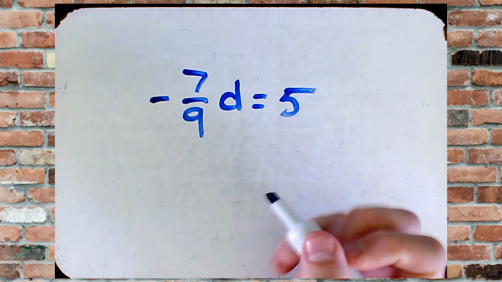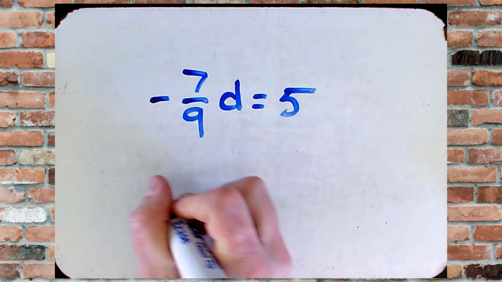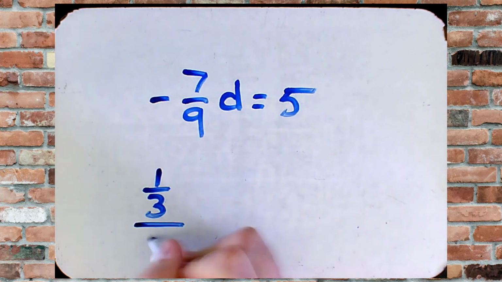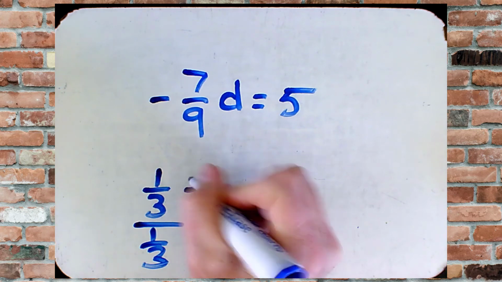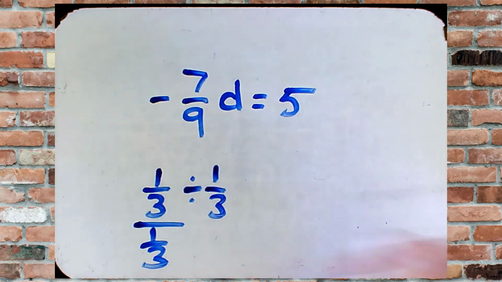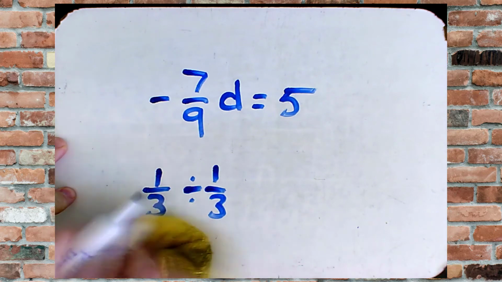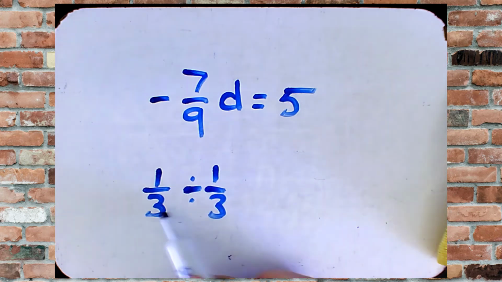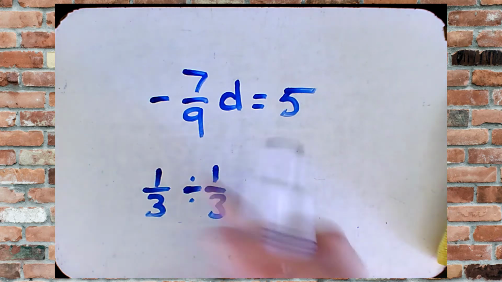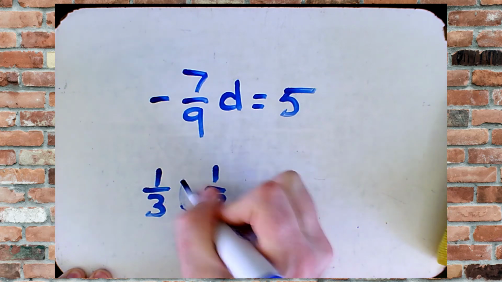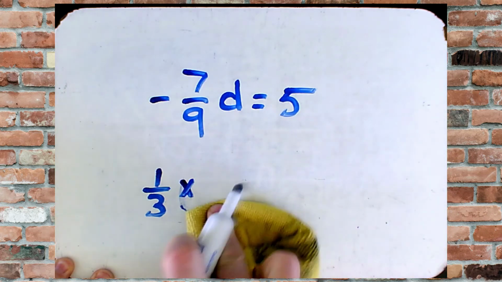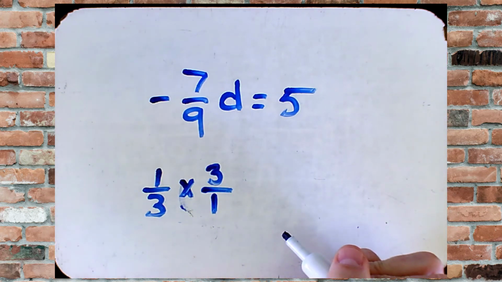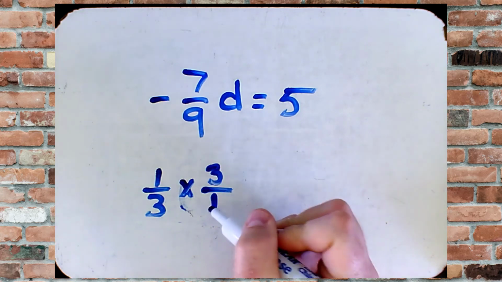For example, if I had the fraction 1/3 and I wanted to get rid of it, I would just divide by 1/3. In sixth grade, we learned that when you divide by a fraction, all we end up doing is changing the divide sign to times and flipping, or taking the reciprocal of, the second fraction. So dividing by 1/3 would be the same as multiplying by 3/1.